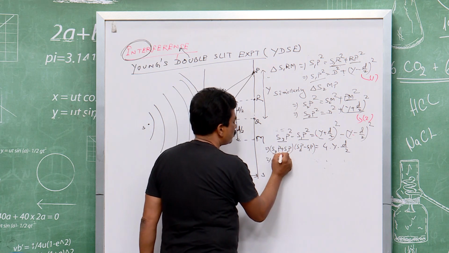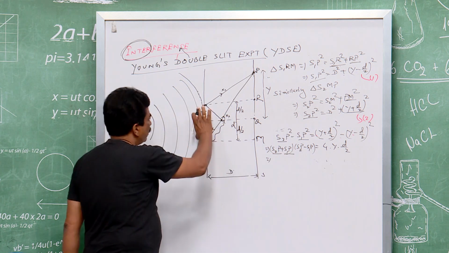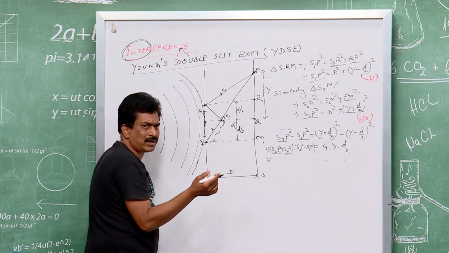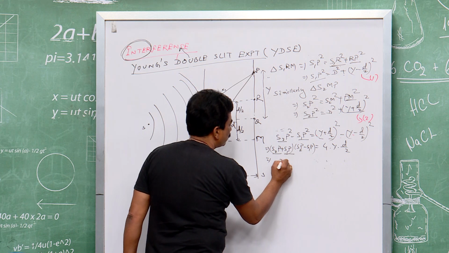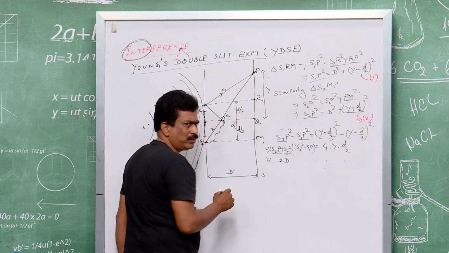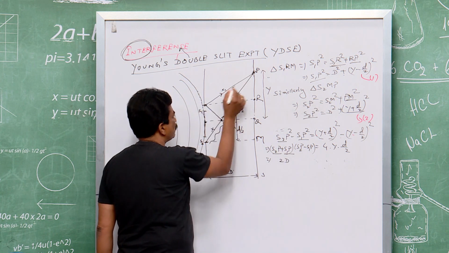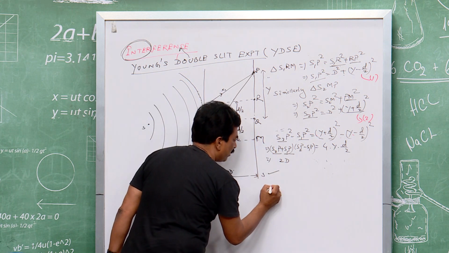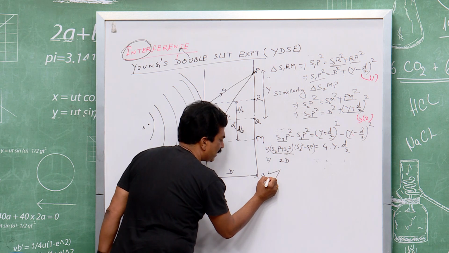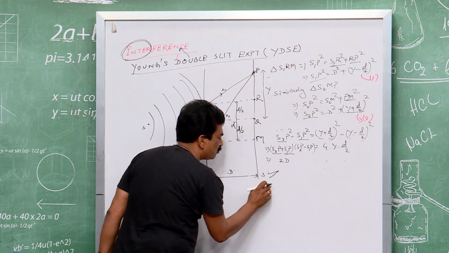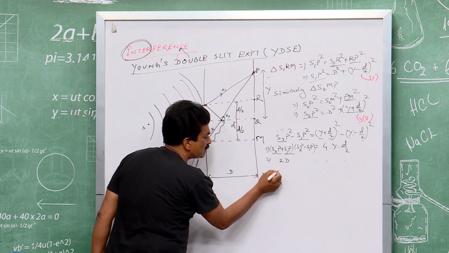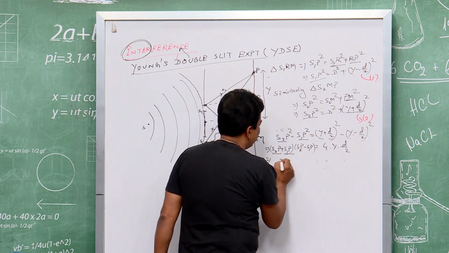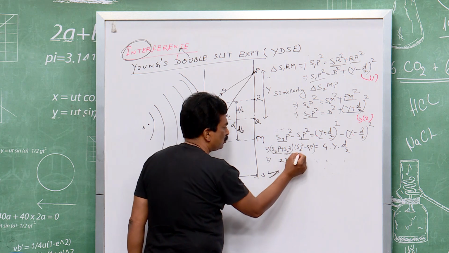So this S2P plus S1P, when the slits are very near to each other, then S2P and S1P will be nearly equal. So that is equal to 2D, because if the two slits are very near to each other, suppose instead of taking this distance, we take these two as the positions of the slits, then this distance will be nearly equal. So that is equal to D. Therefore, D plus D is equal to 2D.